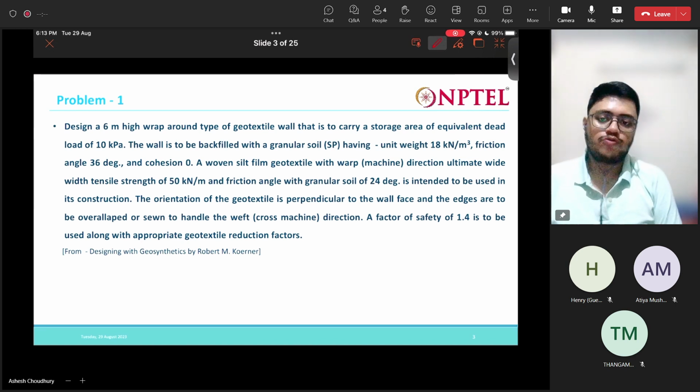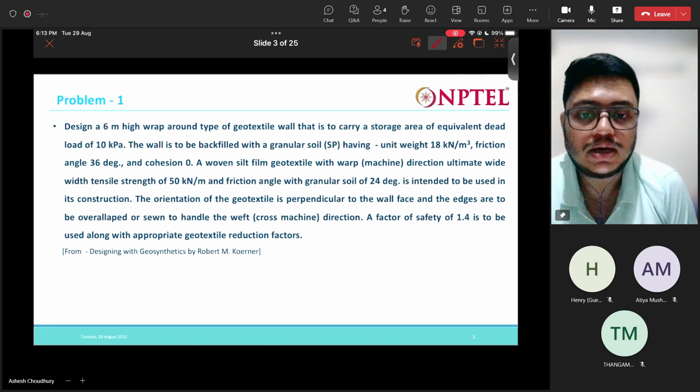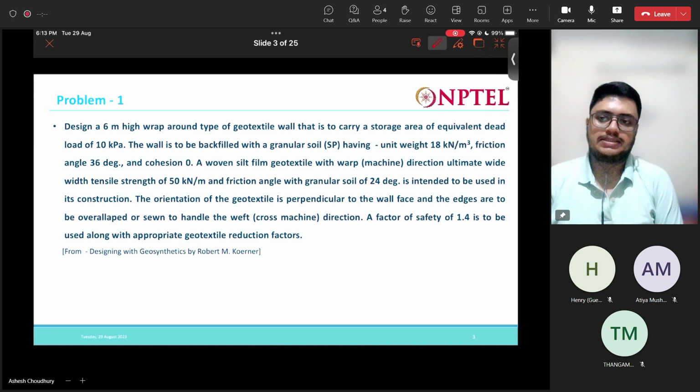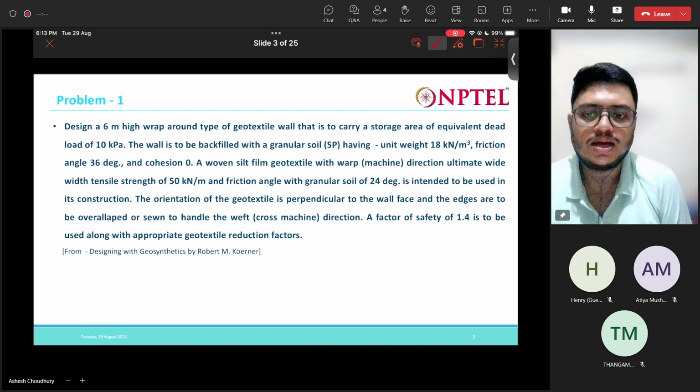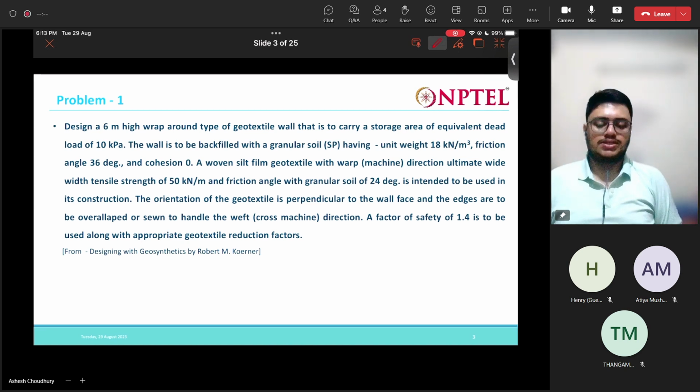Okay, we are to use a woven geotextile, silk film type. If you remember the classification and types of geotextile, you can probably visualize that woven silk film geotextile. In the weave, there are two directions, right? Before, I did not discuss this, so let me discuss it now. One is the warp direction and the other is the weft direction. The warp direction is also called the machine direction. Machine direction means the direction in which the geotextile is manufactured.